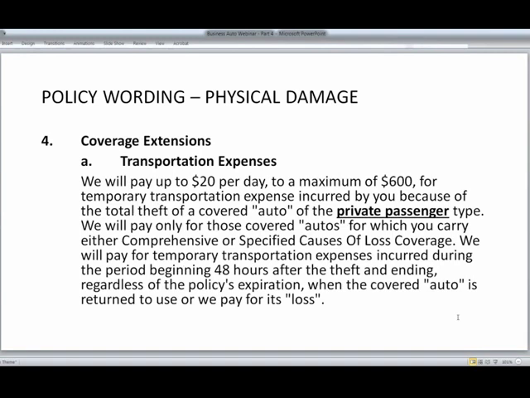Another coverage provided is transportation expense. Again, private passenger vehicles only, very limited. $20 per day to a maximum of $600 for temporary transportation expense. This is when your insured rents or borrows a truck from somebody else. After 48 hours after the theft, they can rent a vehicle until the policy expiration. But again, limited to $20 a day with no more than $600. Very little enhancement for a business auto policy. You don't rent much of a vehicle for $20 a day, or even $600, and again, it's only private passenger.